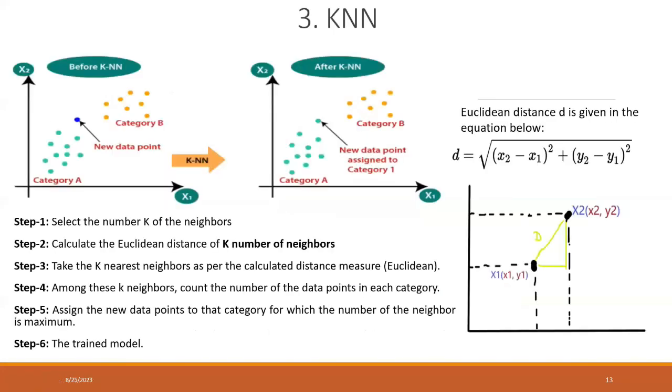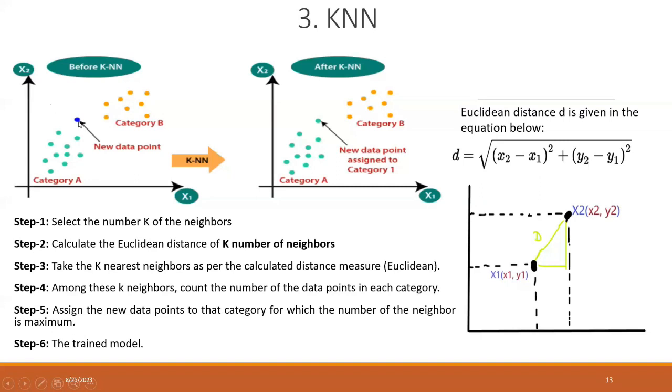Next is KNN. KNN is K nearest neighbor. Okay, so what is K nearest neighbor? So these are the steps for this algorithm, and actually it is a very simple algorithm. Suppose there are 2 categories, category A and category B, and there is a new blue point, and we want to decide which category this new point belongs to, whether A or B.